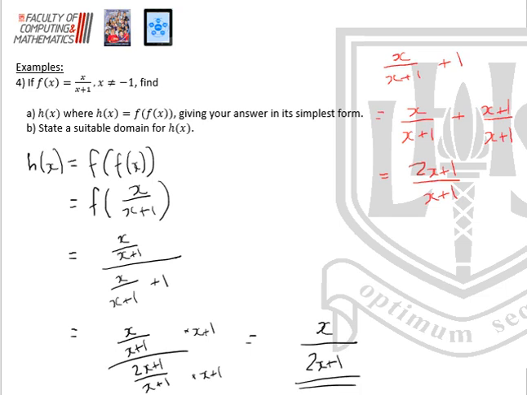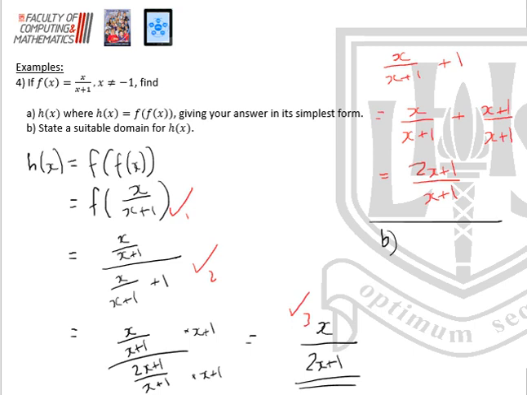So you'll get 1 mark there. Well, you should, depending on the marking scheme. You get 1 mark for knowing to do this, 1 mark for subbing it in, and then your 3rd mark for your simplification.